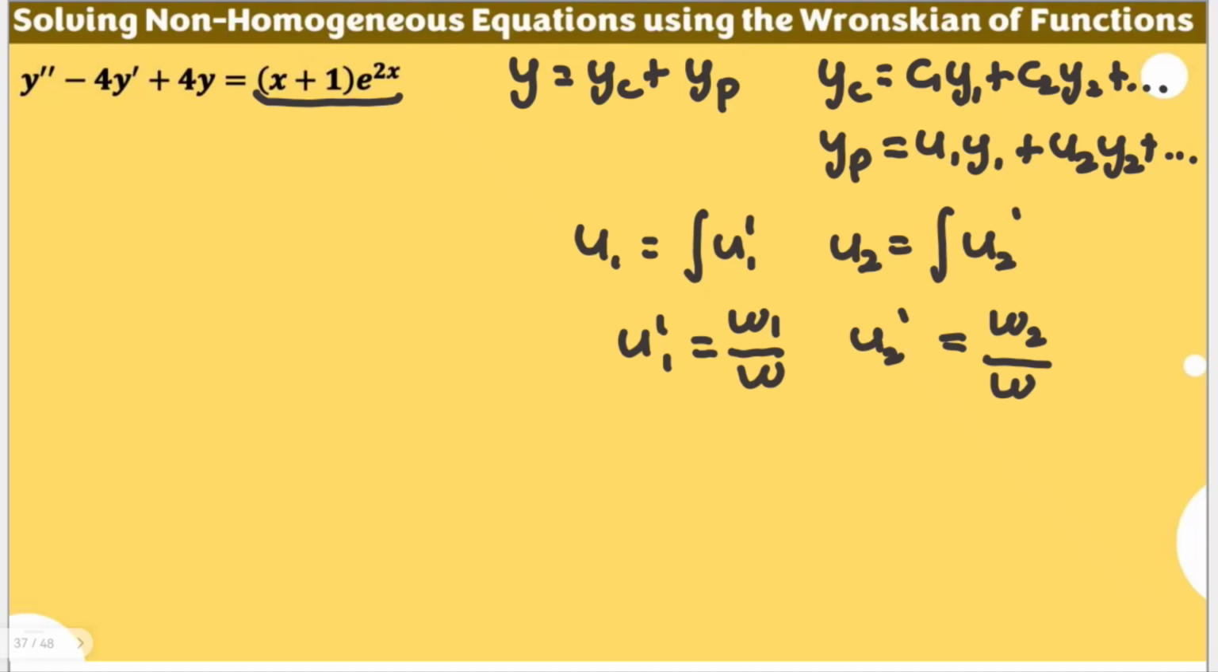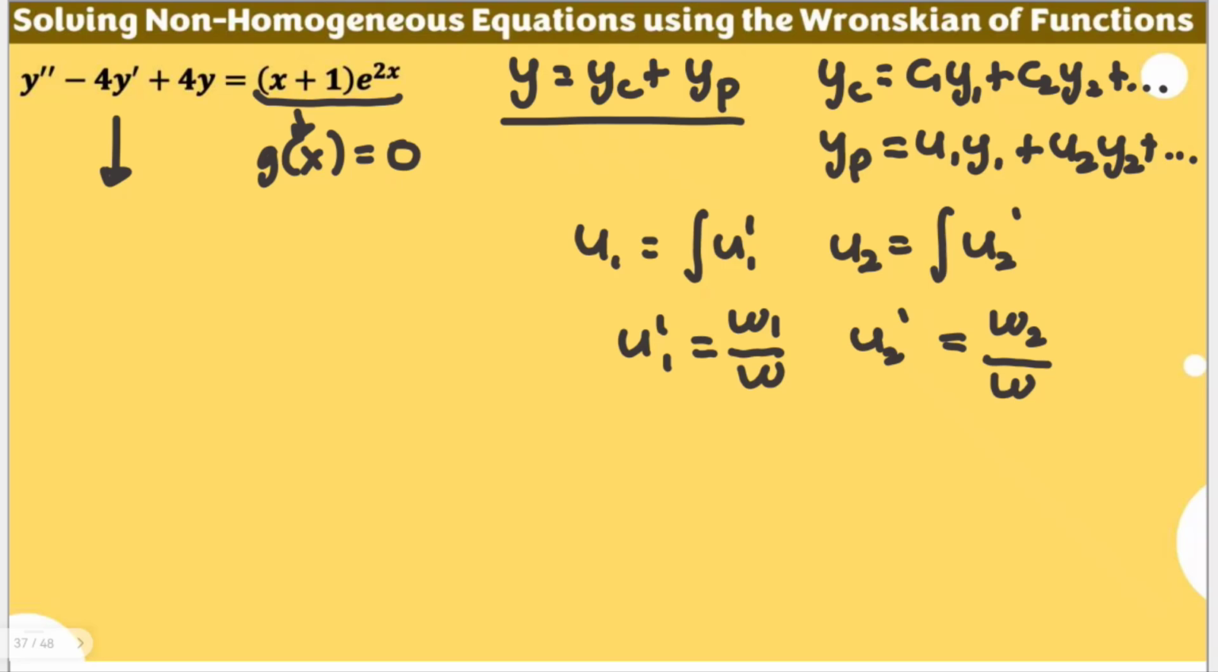Nevertheless, this is still y sub c plus y sub p. Now y sub c, as we know, is the complementary solution when this g of x is of course equal to 0. So we are going to assume a homogeneous equation following this, come up with an auxiliary equation, solve the auxiliary equation, and provide the appropriate y sub c.